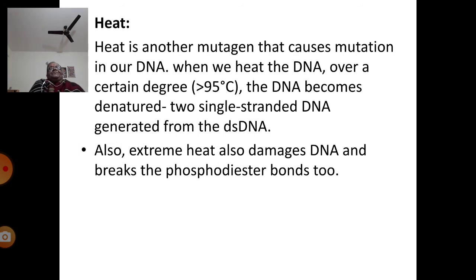Then heat. Heat is another important mutagen that causes mutation in the DNA. In fact, when we heat the DNA above 95 degrees Celsius, the DNA becomes denatured, in the sense the double-stranded DNA undergoes denaturation and you will get single-stranded DNA, right? The hydrogen bonds will be broken down. Also, extreme heat damages DNA and breaks the phosphodiester bonds also.